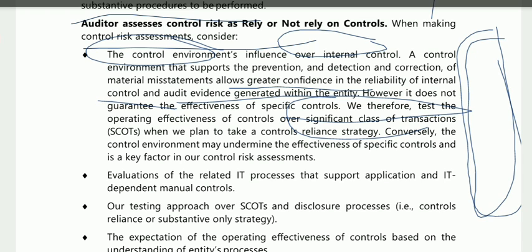Conversely, the control environment may undermine the effectiveness of specific controls and is a key factor in our control risk assessment. So they are just saying that control environment plays a very much importance in your internal control. That means if you are finding that control environment is strict, then you may place reliance on the internal controls. But if you are finding that it is not proper, then you cannot rely on the internal controls. So it undermines the effectiveness of specific controls and is a key factor for your control risk assessment. Okay, now let me explain this in Hindi.